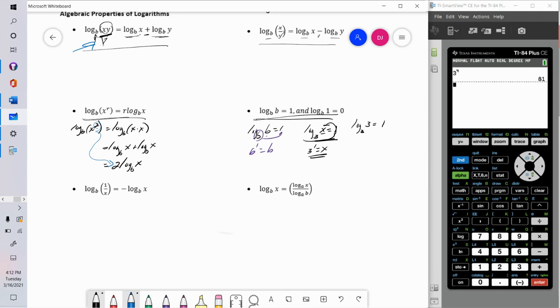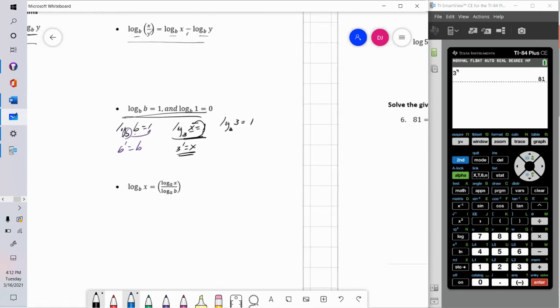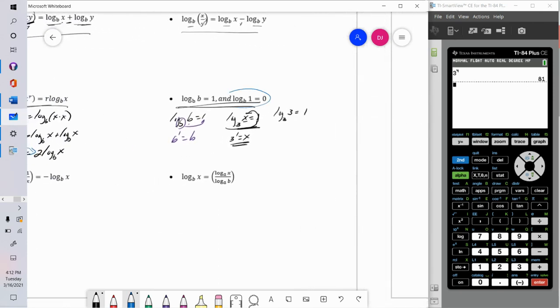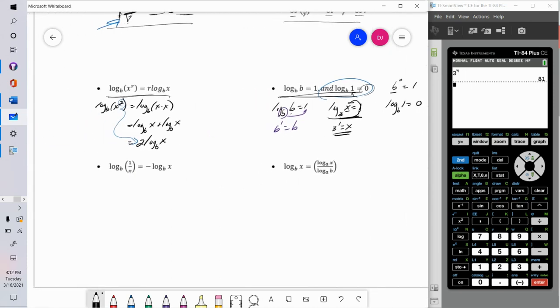Recall, anything to the 0 power is 1. So log base b of 1 is equal to 0. So anytime that's a 1, we're going to have 0 here. So those are the rules that get used the most.